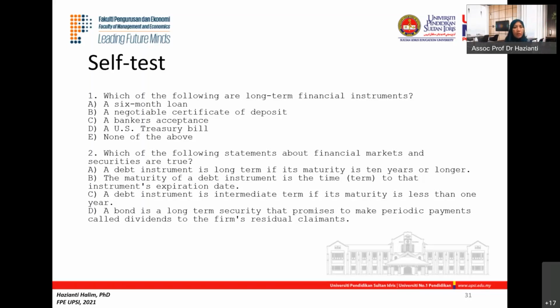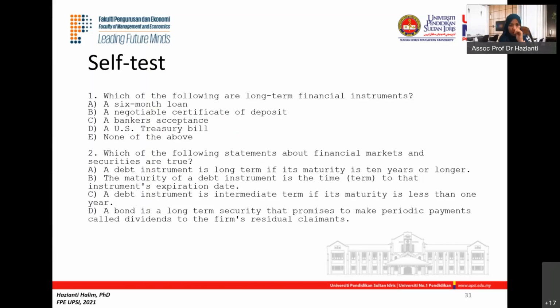Right, what do you think the answer for question 1 is? Which of the following are long-term financial instruments? A, six-month loan, B, negotiable certificate of deposit, C, banker's acceptance, D, treasury bill, E, none of the above. We learned all of these today, but are they long-term financial instruments? None of the above, right. Thank you, Luqman. None of the above, because all of these are short-term financial instruments. None are long-term. All of these are less than one year.